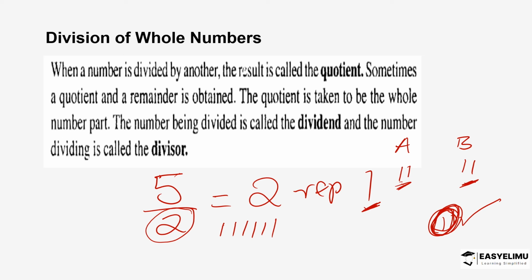So we call it a remainder that cannot be shared out, because ideally when dividing, we are assuming that each person is supposed to be receiving an equal share. So we say sometimes the quotient and a remainder is obtained. For example, if we divide 5 by 2, the quotient is 2 and the remainder is 1.